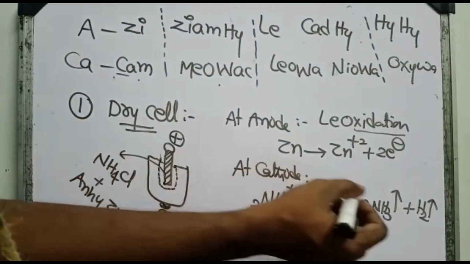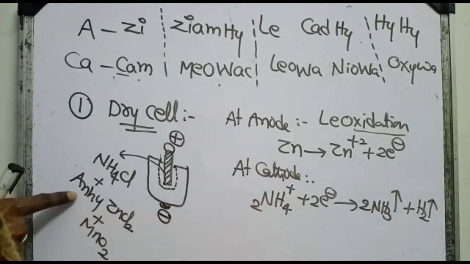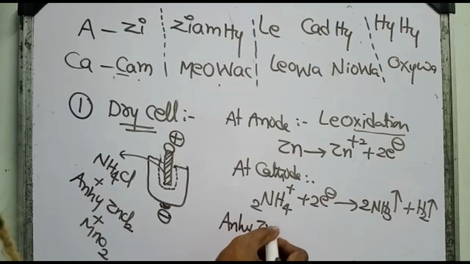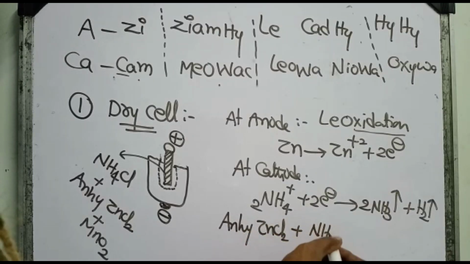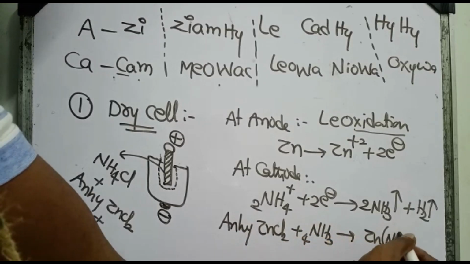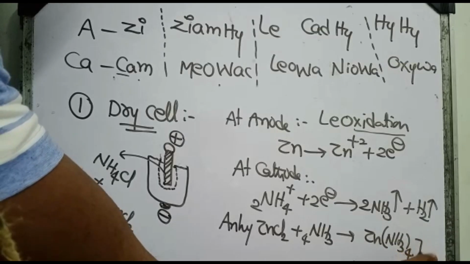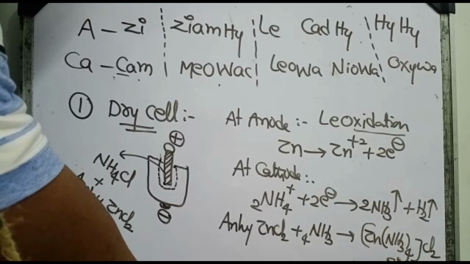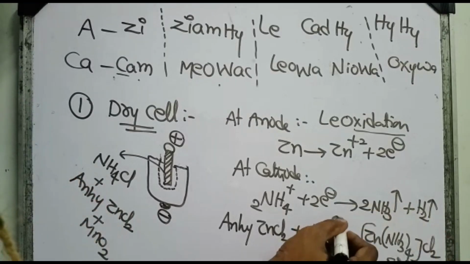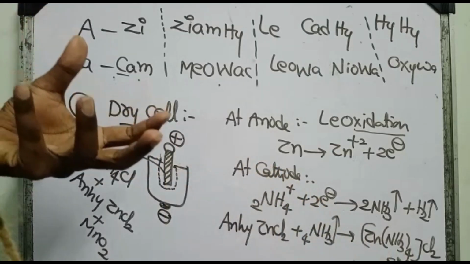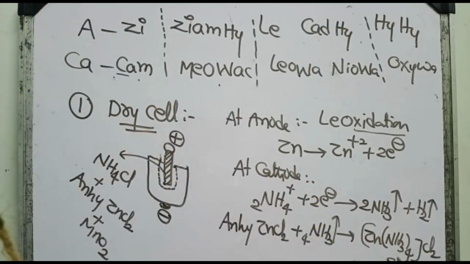It is going to blast. So to control these gases, they add anhydrous zinc chloride. Anhydrous zinc chloride absorbs ammonia, giving Zn(NH3)4Cl2, which is a solid. So the ammonia gas becomes a solid, the size does not increase, and the battery is on the safe side.